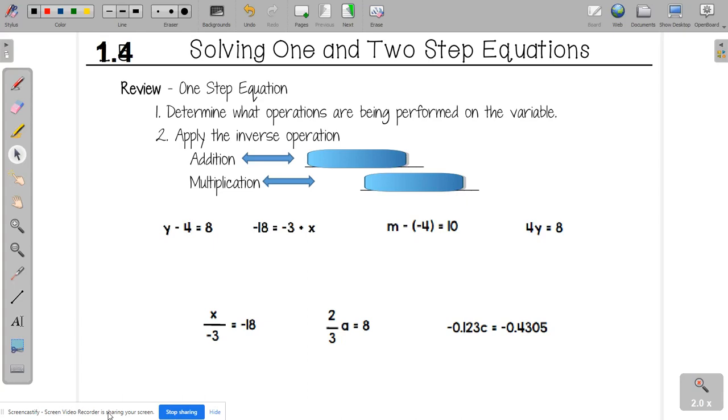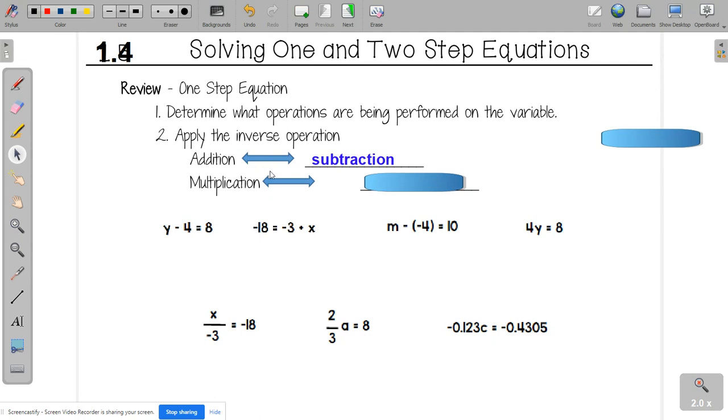Today we're going to be looking at solving 1 and 2 step equations. So let's review 1-step equations. The first thing you have to do is determine what operations are being performed on the variable. Then you apply the inverse operation. So the inverse of addition is subtraction.